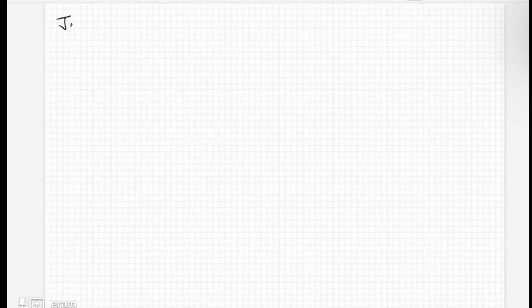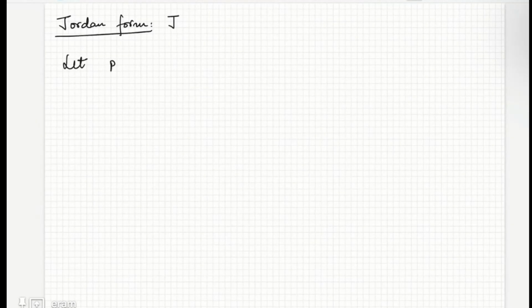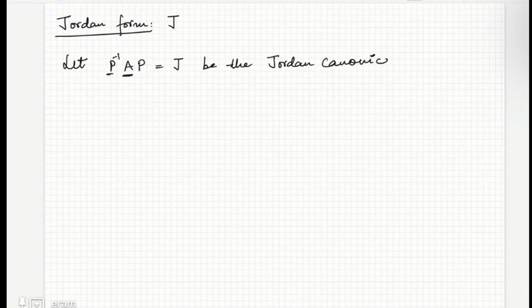Then we also have this Jordan form. We are not going through the transformation on how to form the Jordan form, but let's suppose we have the Jordan form of the system, J. Let there exist a transformation P which acts on the system matrix A and gives us the Jordan form J. So let J be the Jordan canonical form of A, obviously.